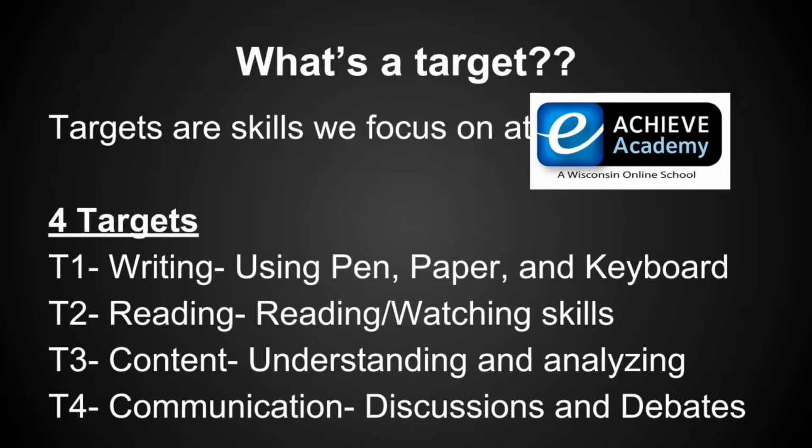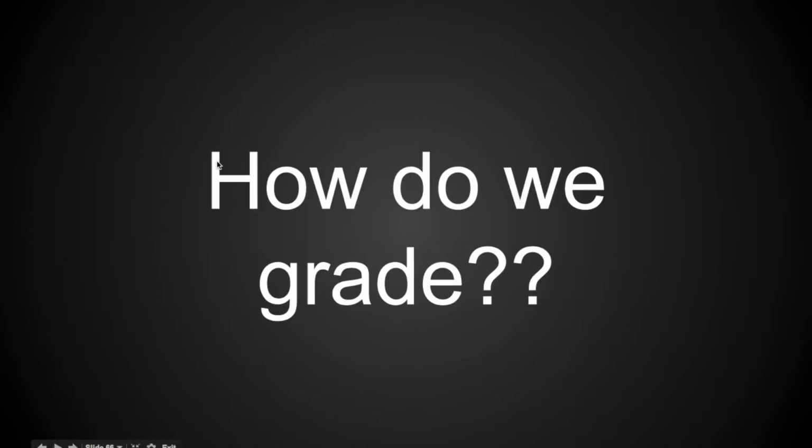But what's a target? That's a good question, because the targets are what we focus on at eAchieve Academy. And here in the Social Studies department, we have 4 different targets. T1 has to do with writing, so we don't do a lot of pen and paper stuff, we do a lot of keyboarding, and that's basically testing how well you're writing. T2 is all about reading, so it's all about looking at information, reading it, watching it, getting it into your brain. T3 is taking what you understand from the reading and watching and analyzing it, so comparing and contrasting, cause and effect, all that great stuff. And of course, T4 is that communication target where we're discussing and debating great things like old philosophers.